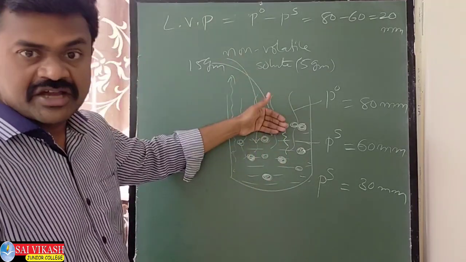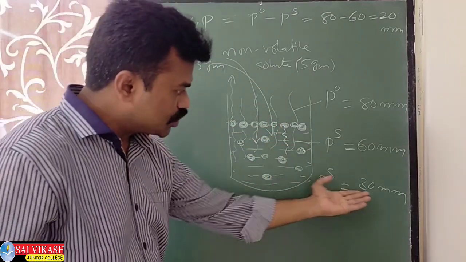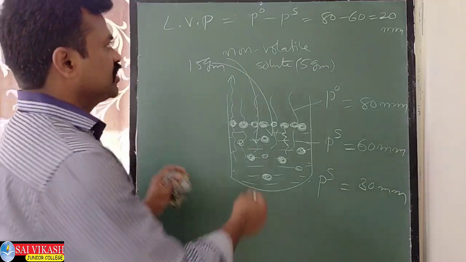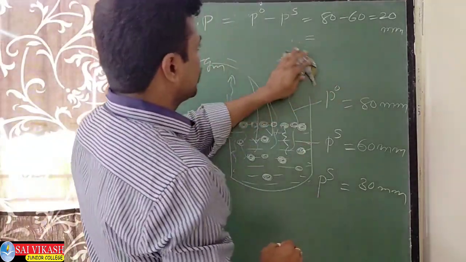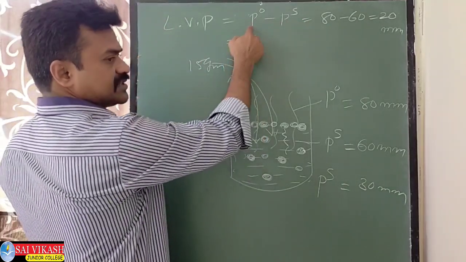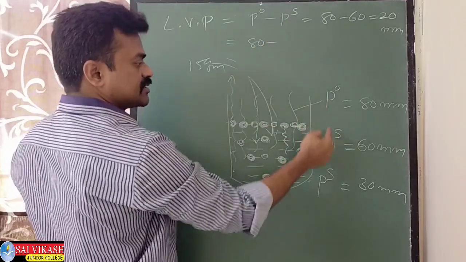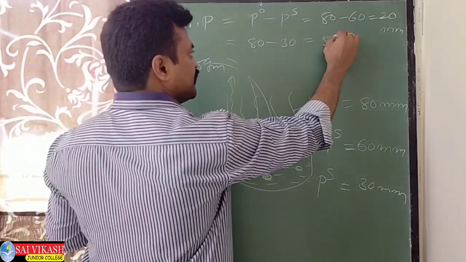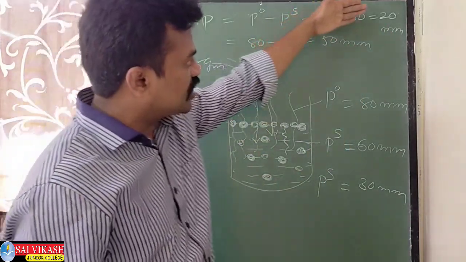Now we got the vapor pressure of the solution. If you add 15 gram and observe 30, now how much is the lowering? Tell me. Lowering of vapor pressure, we know this is the formula: P naught minus Ps. P naught is how much? This is always fixed, 80, minus Ps, how much? Now we got 30 only. So how much is it? 50 mm. When we add 5 grams, we got 20 mm.